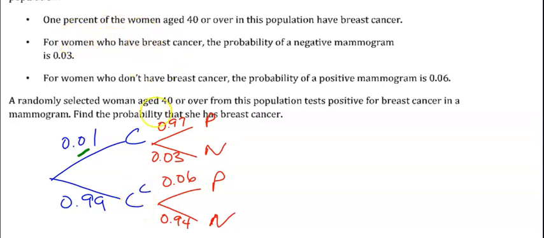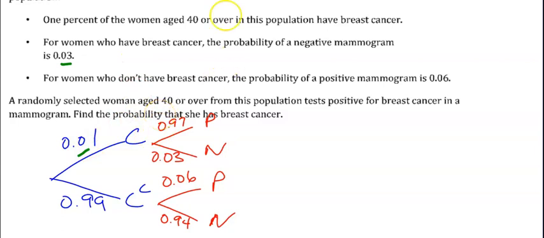So for women who have breast cancer, 97% test positive on the mammogram, 0.03 test negative, if that's their probability. So for women who don't have breast cancer, the probability of a positive mammogram is 0.06. So that would mean a negative would be 0.94. Again, the branches will always add to 1. Okay.